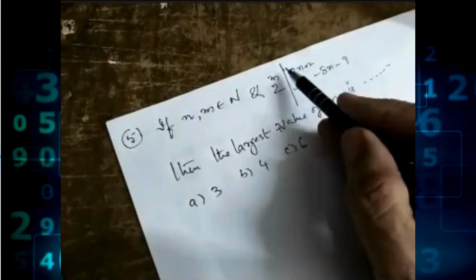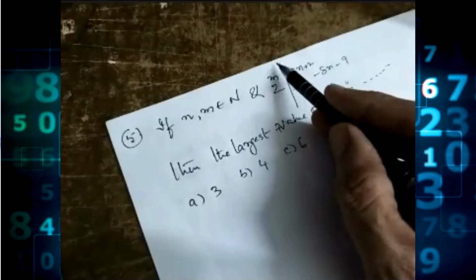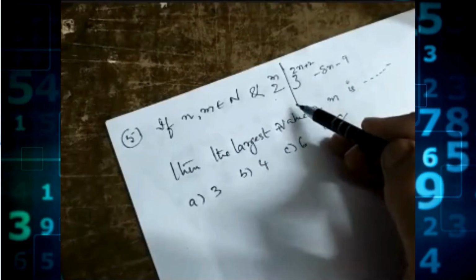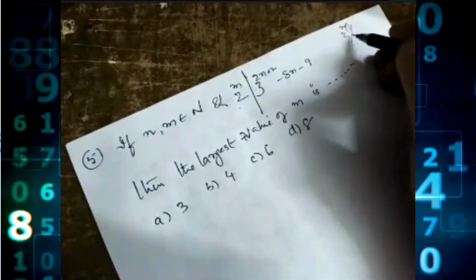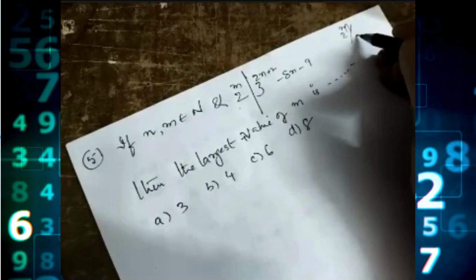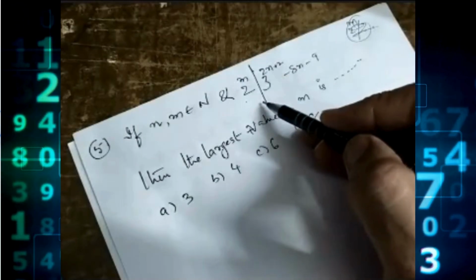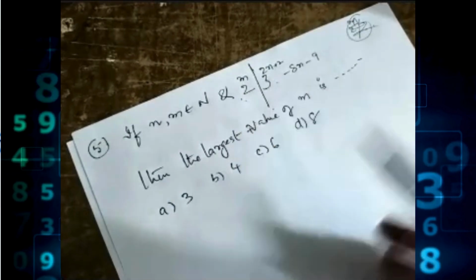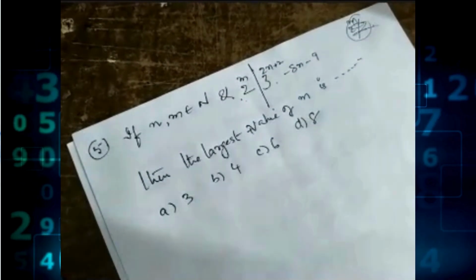The same symbolism he has given. What is the meaning of this symbolism? It is a perfect vertical symbol. If at all you use the symbol like a slash, then it is a fraction. Here a perfect vertical symbol has been given. The meaning is that 2 power m is a factor of this, or this is divisible by 2 power m. What is the largest value of m, he is asking us.